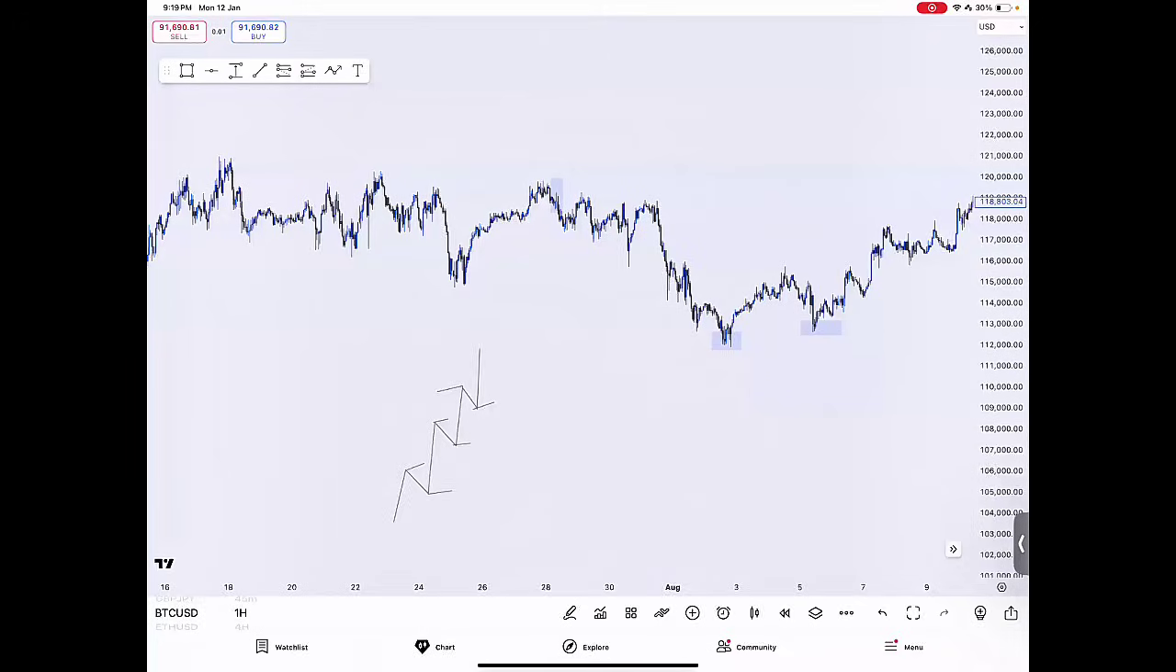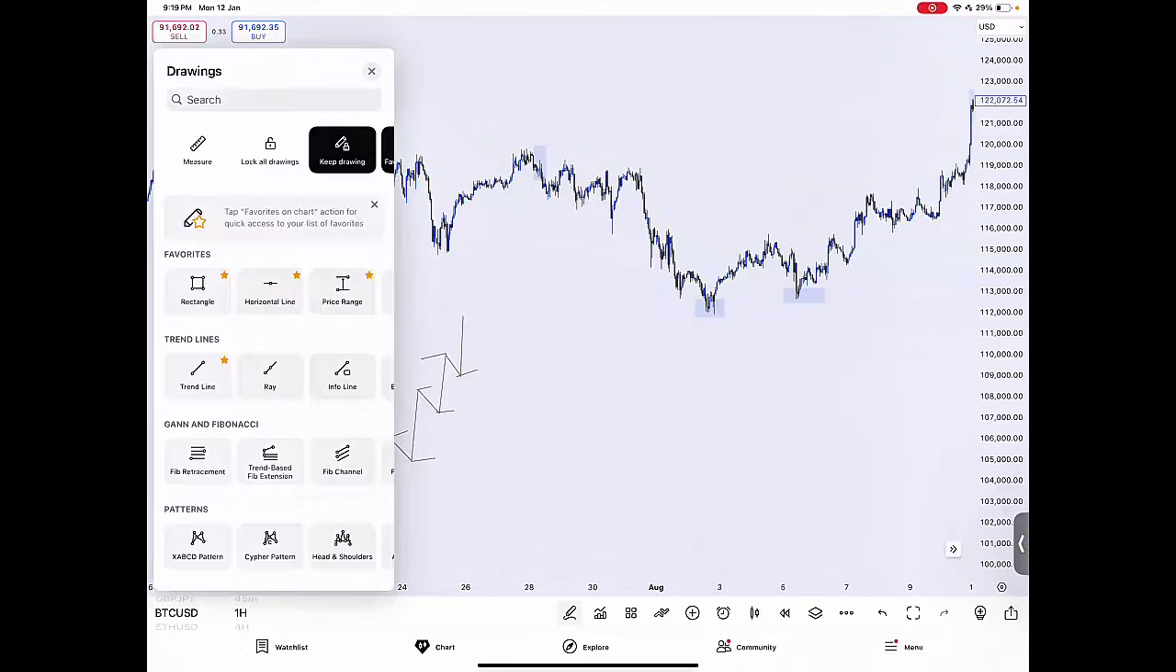So it's categorized under trending markets. It's one of the trending patterns we have. The first one is the uptrend. Then the second one is called what?